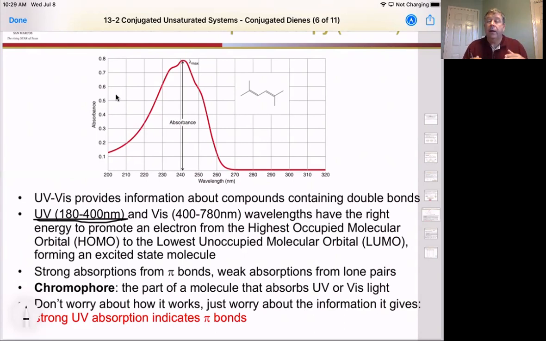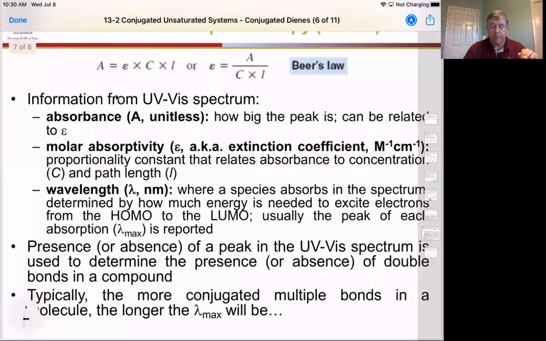All right, now we don't have to worry too much about HOMO-LUMO interactions. All we have to know is that because of the energy of these orbitals right here, the more conjugated the molecule is, the less energy it takes to excite an electron into that higher orbital.